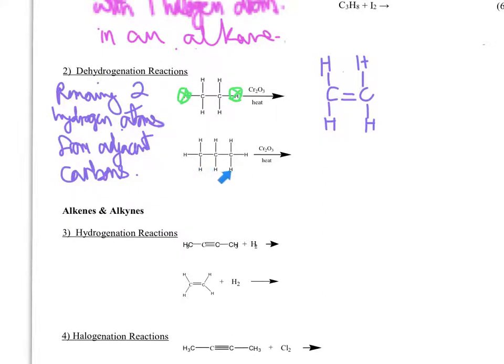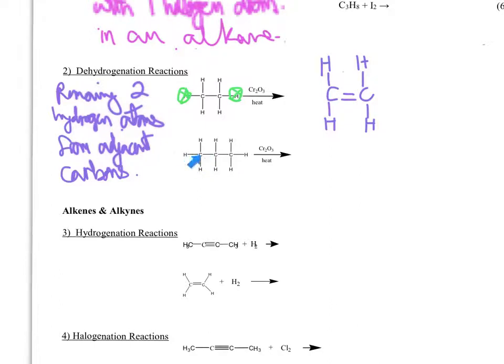Let's look at the next one. So the next one, I'm given an alkane, and I'm adding heat and this catalyst that tells me it's going to dehydrogenate it. I'm going to remove hydrogens. So I find 2 adjacent carbons. In this case, it doesn't really matter. I could pick those 2 carbons or those 2 carbons. Again, does not matter. So let's just say I'm going to pick those first 2 carbons here. What you cannot do is pick this carbon and this carbon. They have to be adjacent to each other. They have to be next to each other. So let's pick those 2.